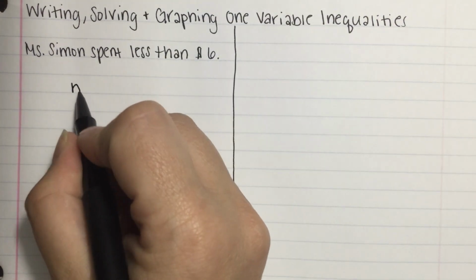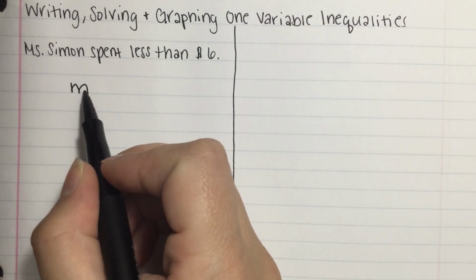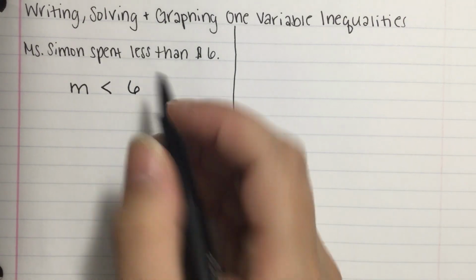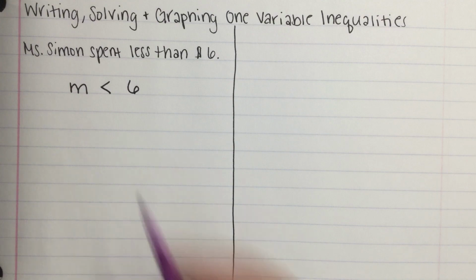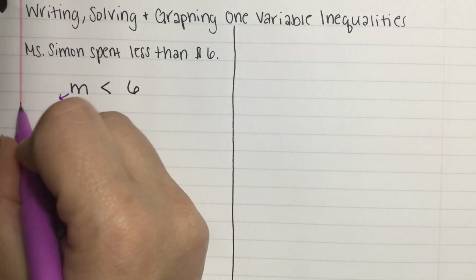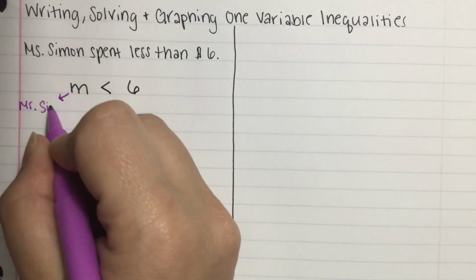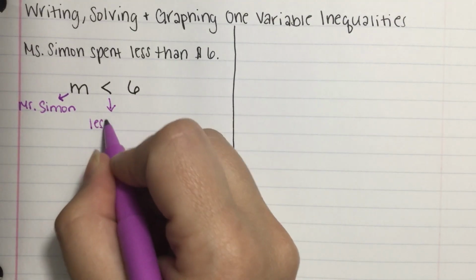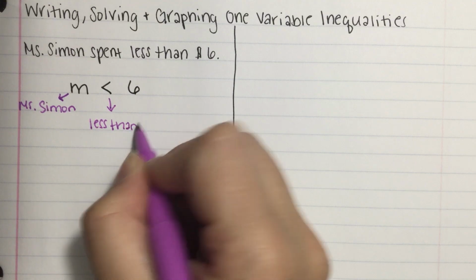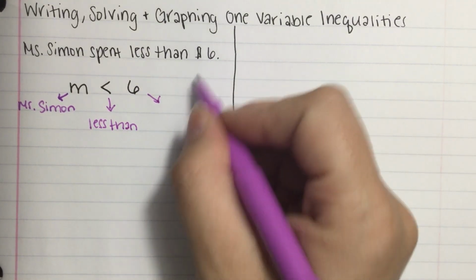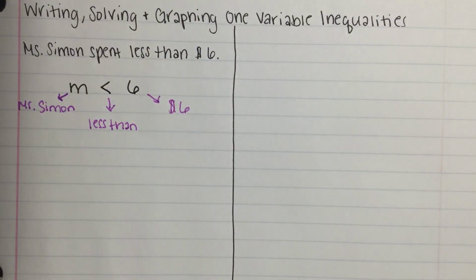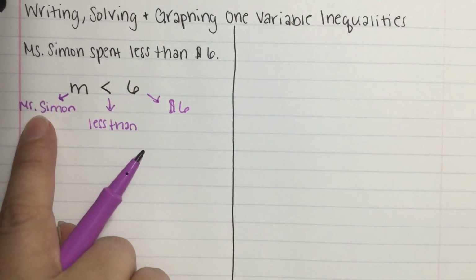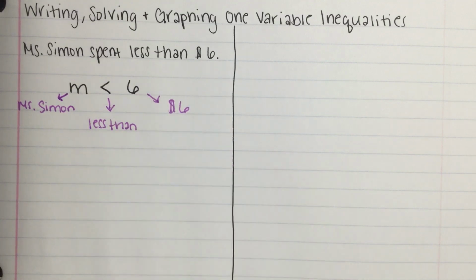So I'm going to use the letter M to represent the amount of money that I spent. Then I'm going to use my less than symbol and the number 6 to represent the money. So again, the M represents Miss Simon. The symbol that you see here is less than. And the number is the number in my story. So that's my $6. So M is less than 6. Miss Simon's amount of money is less than $6.